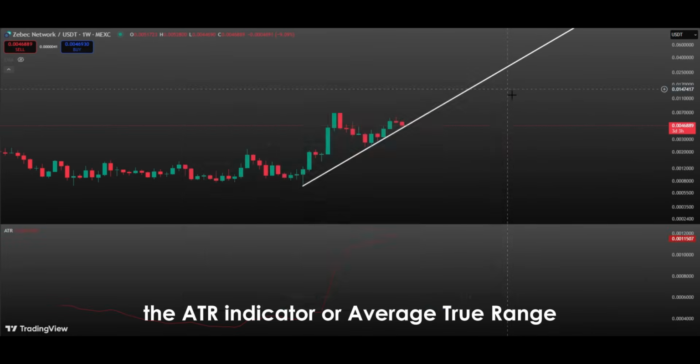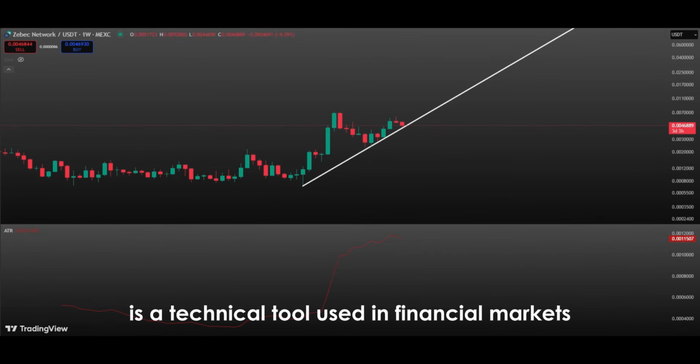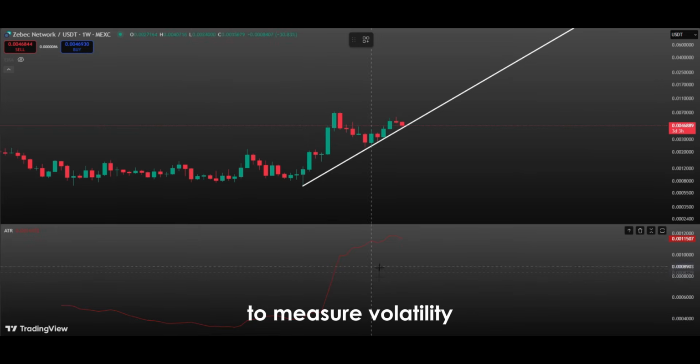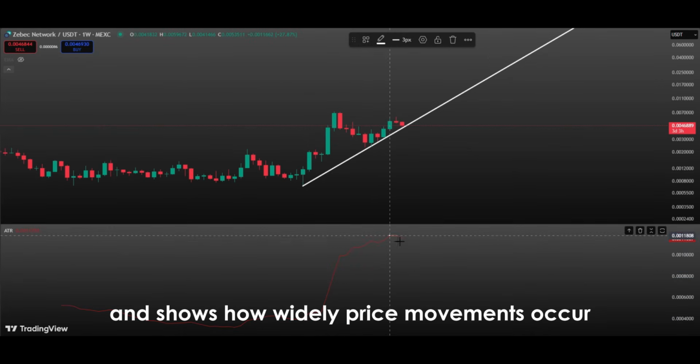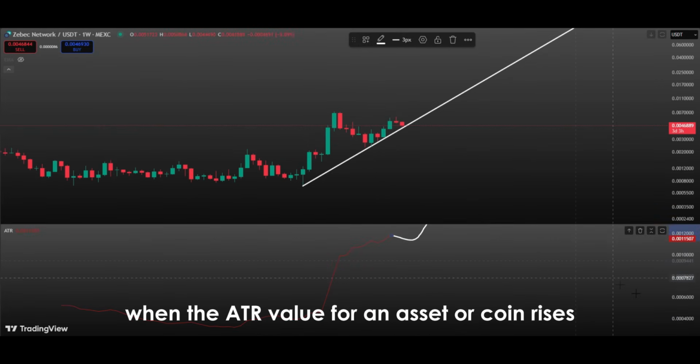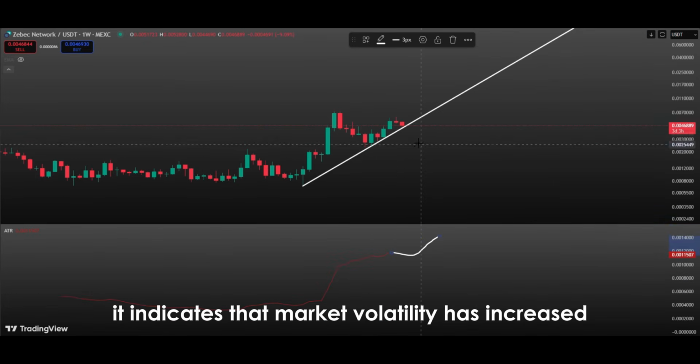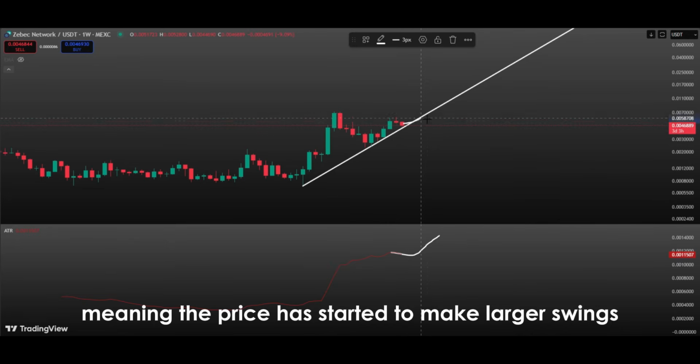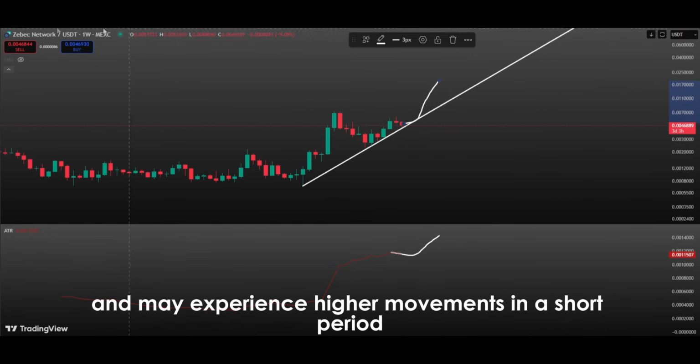The ATR indicator, or average true range, is a technical tool used in financial markets to measure volatility and shows how widely price movements occur. When the ATR value for an asset or coin rises, it indicates that market volatility has increased, meaning the price has started to make larger swings and may experience higher movements in a short period.